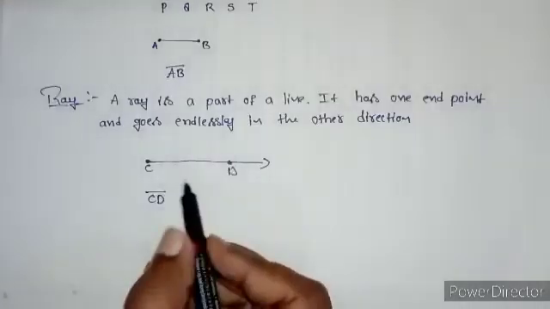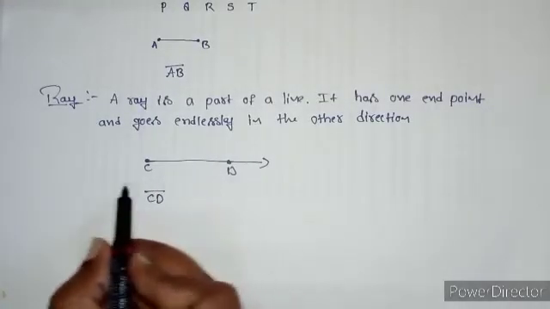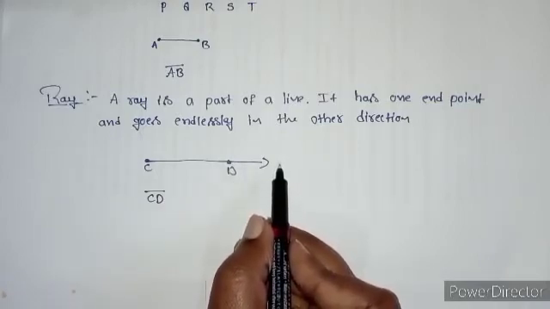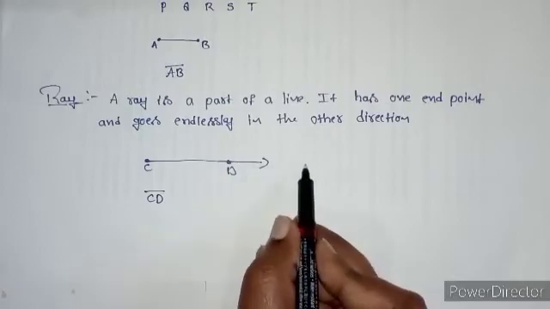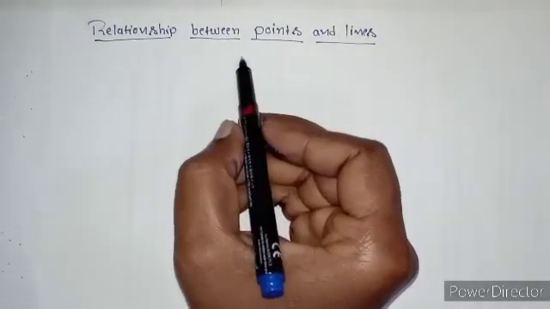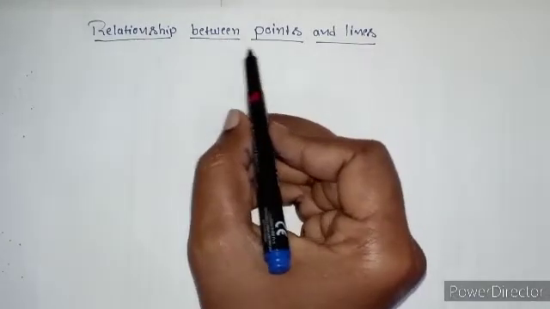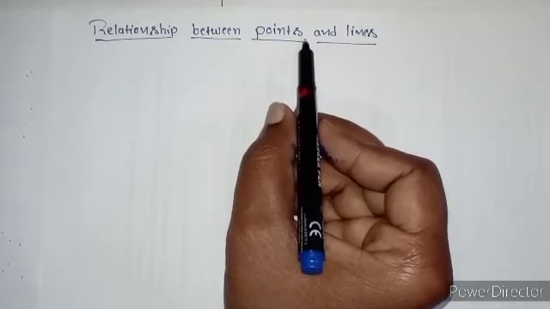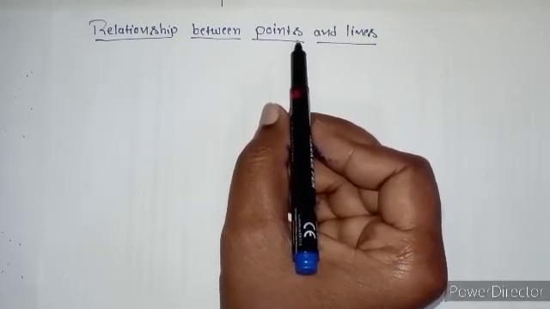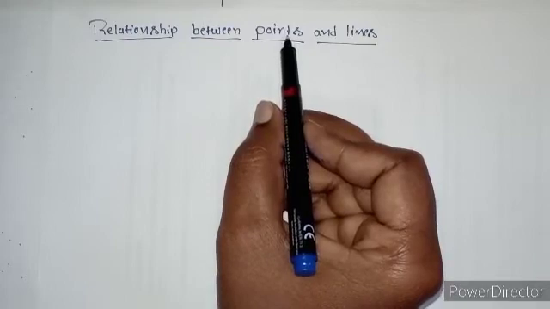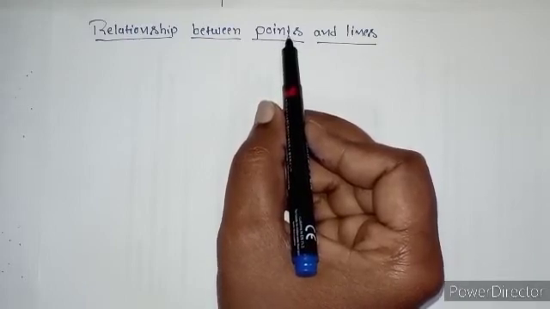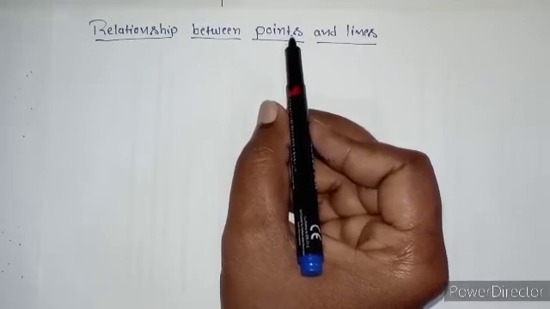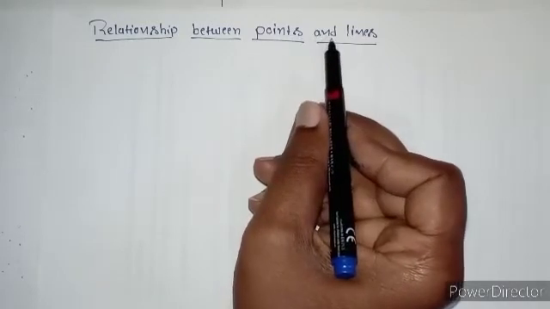A line contains an unlimited number of rays. It has one end point and goes endlessly. Students, now we are going to know the relationship between points and lines. Now we know what is a point and what is a line, right? A point is a fixed location and it cannot be moved, right? A line is a collection of points extended endlessly in both directions along a straight path, right?